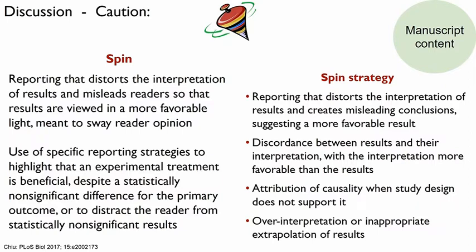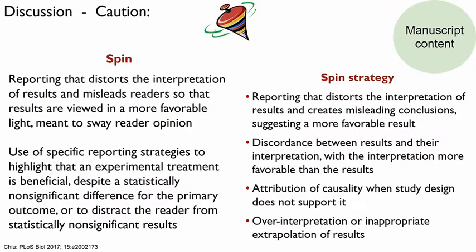Sometimes there's a discordance between the results and the interpretation, which sounds a whole lot different and a lot more favorable than what the data actually support. Very often you will find attributions of causality when the data don't support any evidence of causality. This is seen very often in observational studies. We observed X, we observed Y, and the whole discussion is about how X causes Y.